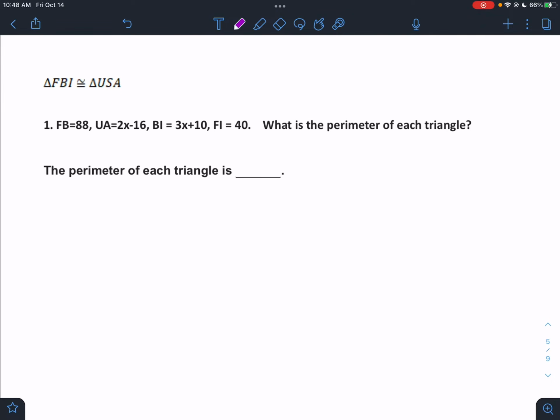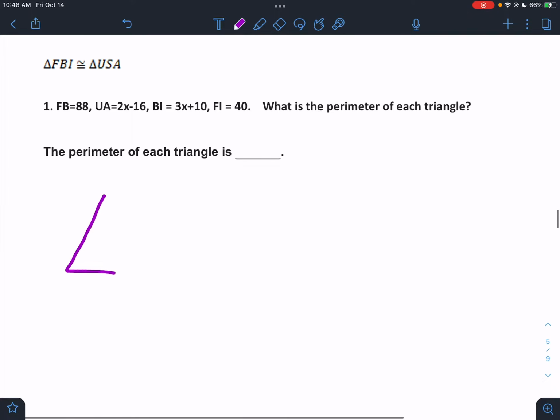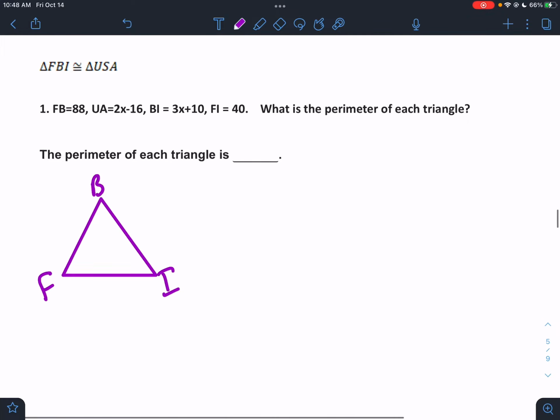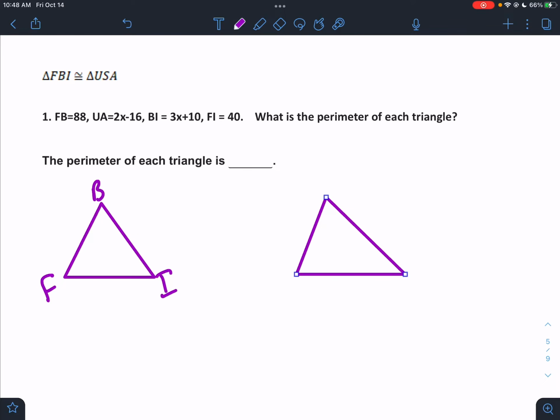All right, congruency statements. It can be really helpful to draw the picture out. Even if they already have a picture, confirm it's drawn correctly. They won't always draw it correctly for you. I'm going to go left, top, right. There's FBI. And then I'm going to make the same looking triangle and call it USA. Left, top, right. Left, top, right.